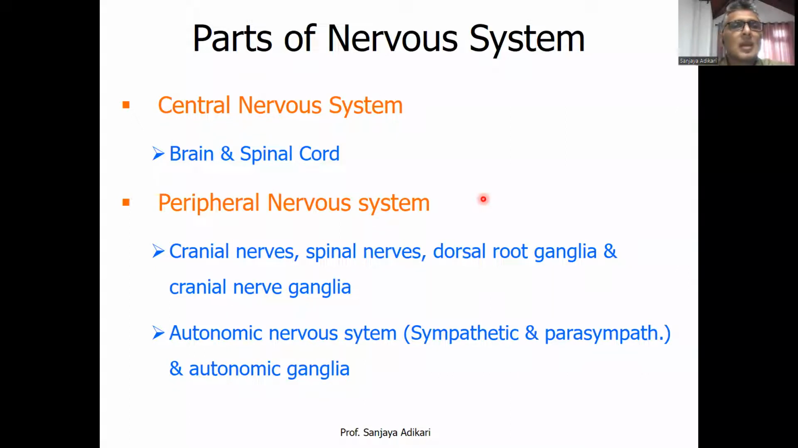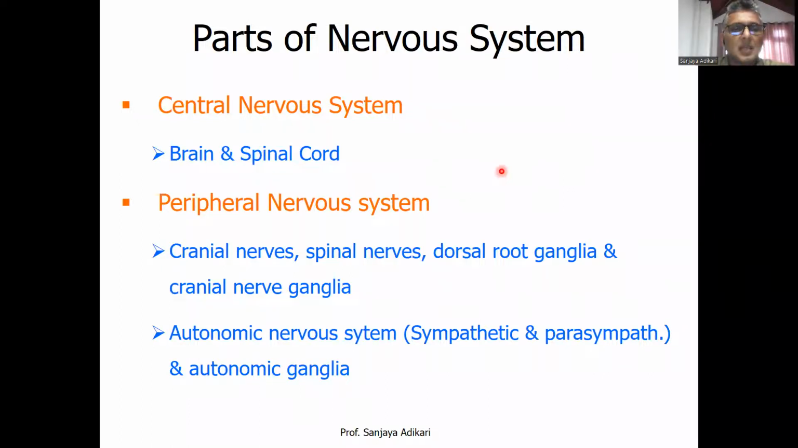Then when it comes to the peripheral nervous system, again you have peripheral nerves as cranial nerves, spinal nerves, and their ganglia. Both cranial nerves and spinal nerves have their ganglia. Spinal nerve ganglia are called dorsal root ganglia, and cranial nerve ganglia are called cranial nerve ganglia. Then the autonomic nervous system is also part of the peripheral nervous system. We have sympathetic and parasympathetic nerves, as well as their autonomic ganglia.